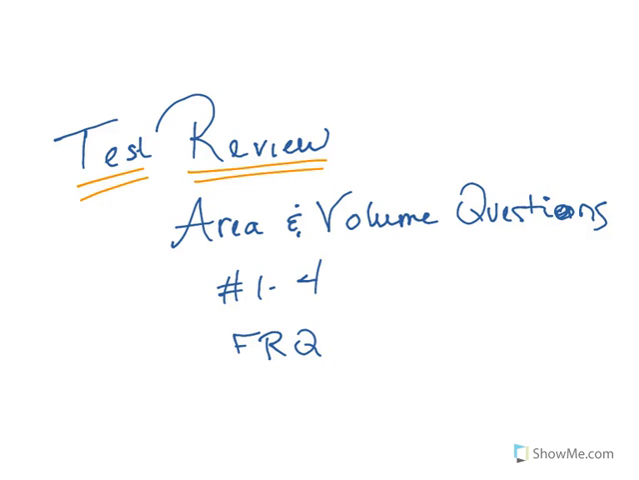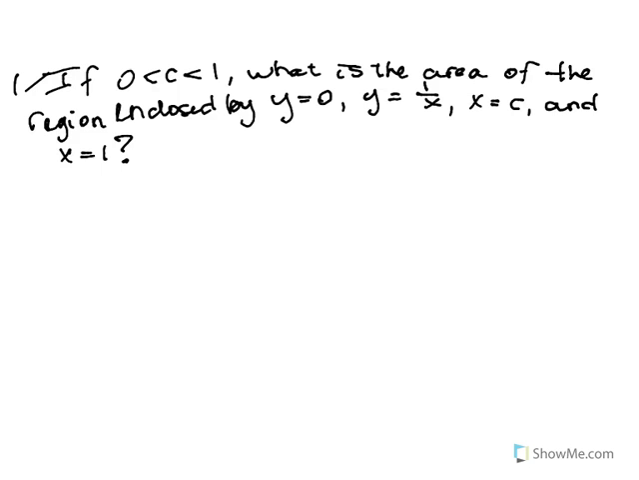In this video, we're going to look at the area and volume questions from your test review. Let's start with question number 1. If 0 is less than c is less than 1, what is the area of the region enclosed by y equals 0, y equals 1 over x, x equals c, and x equals 1? I'm going to start out by sketching a graph of what they've described here.